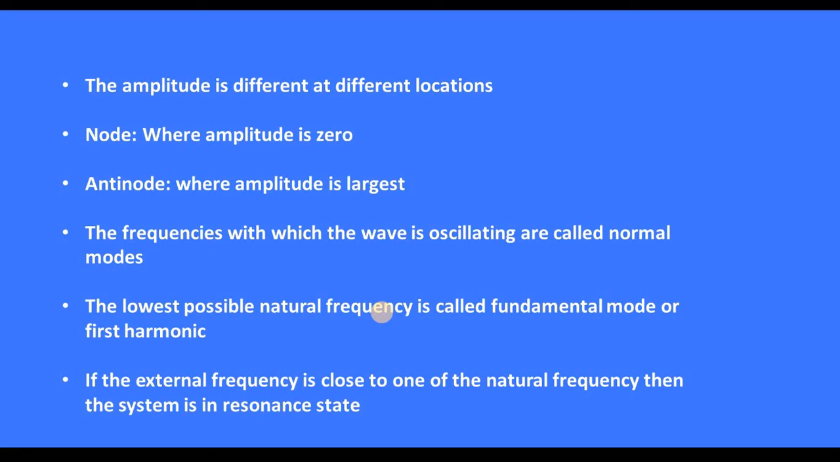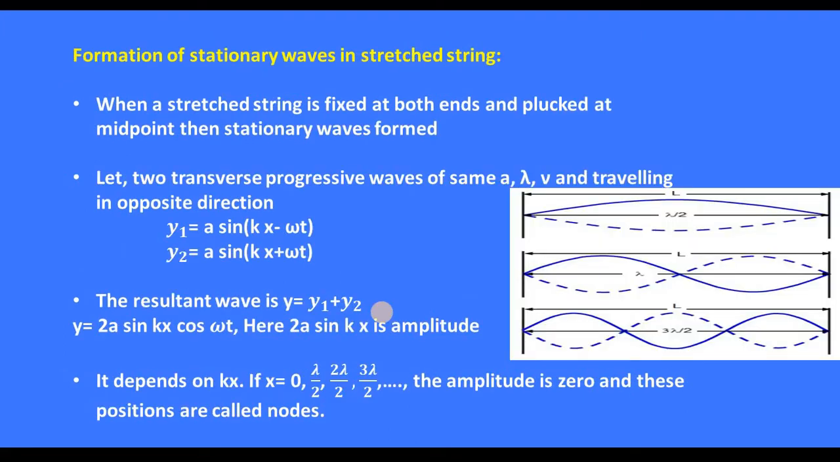If the external frequency is close to one of the natural frequencies, then the system is in a resonant state. If the external frequency is equal to the frequency available inside the string, then these two will be equal. Then we say the string is in a resonant state with the surroundings. So these are the standing waves.